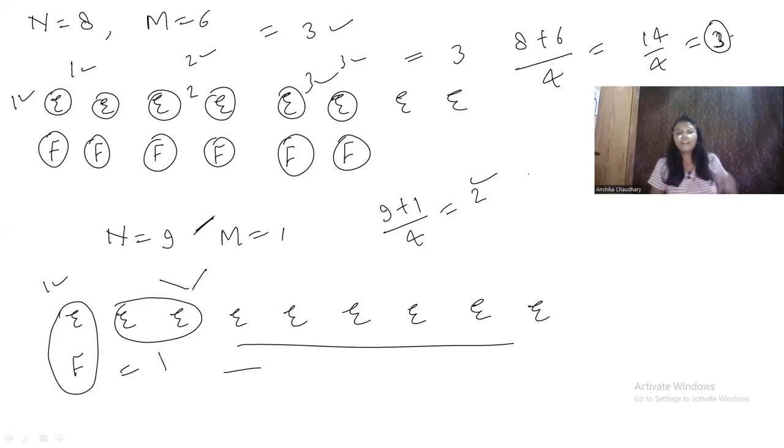Now, the formula was (n plus m) by 4. According to that formula, lots of test cases will pass, but the corner cases will fail. Some test cases will fail. So in that case, you need to compare whether our answer is the minimum of n and m. If it is the minimum, then okay, we print that answer. But if it is greater than the minimum, then we need to print the minimum as the answer.